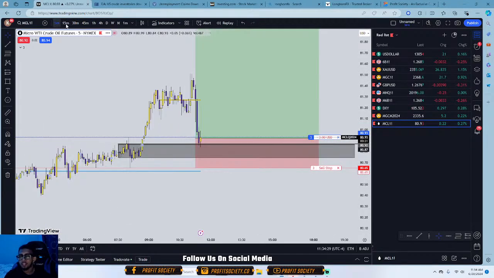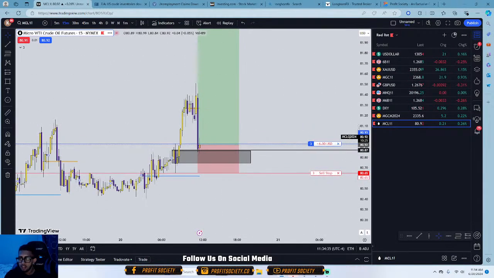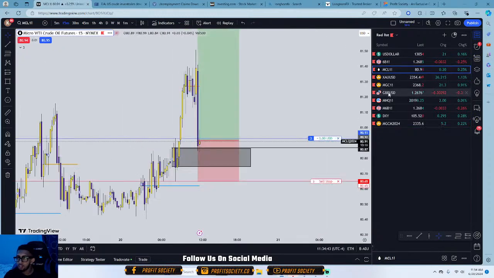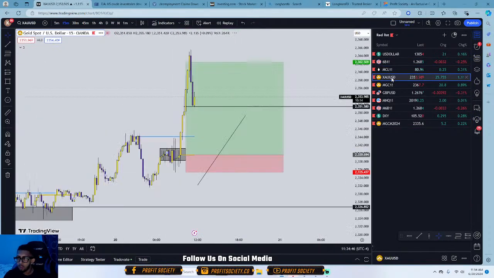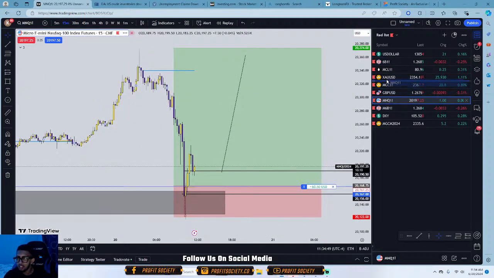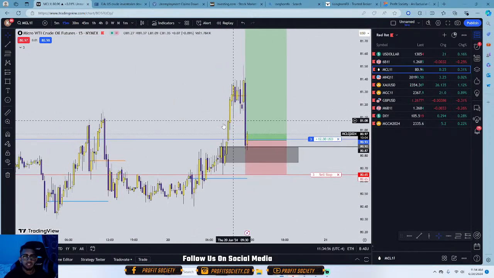Now that we just have this setup playing out, the only two things that we should be focused on, again, if you're still in GU, that's on you. I'm only focused on oil and NAS. We're gonna drag those up to the top. We're gonna focus in on oil, honestly.